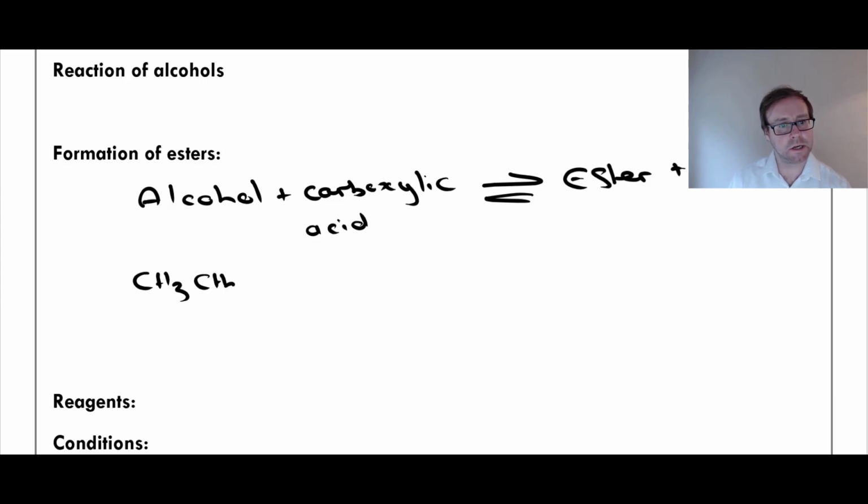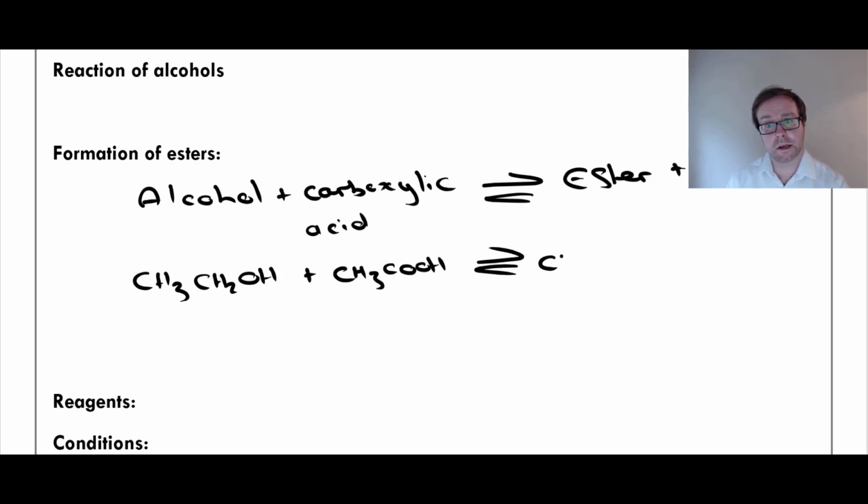So alcohol, let's use the example of ethanol. So CH3CH2OH plus ethanoic acid would produce an ester. Remember, my functional group of an ester is an R C double bond O. So this part is from my carboxylic acid.